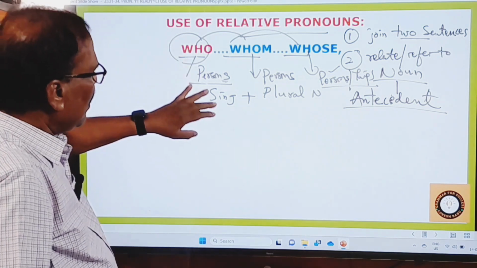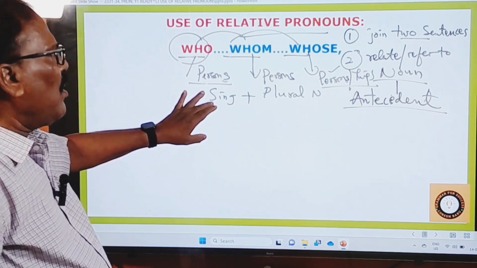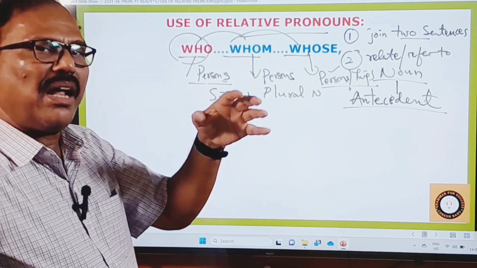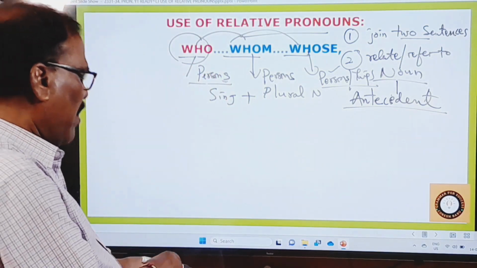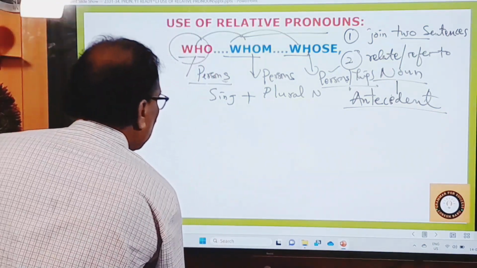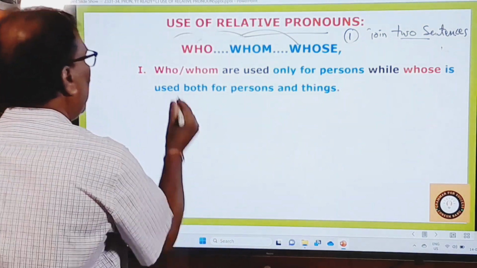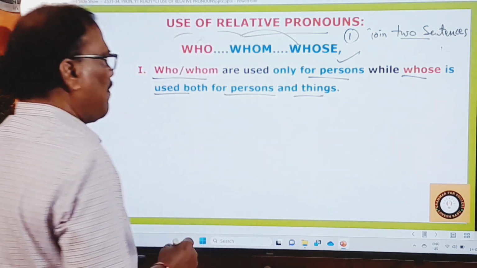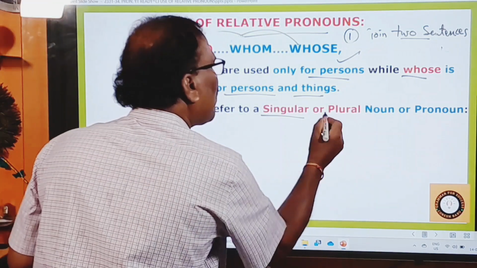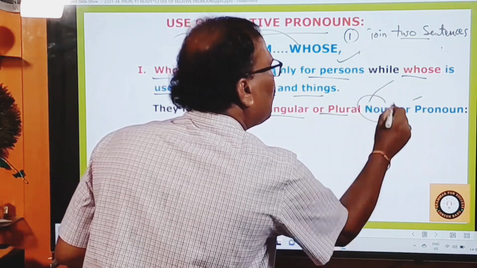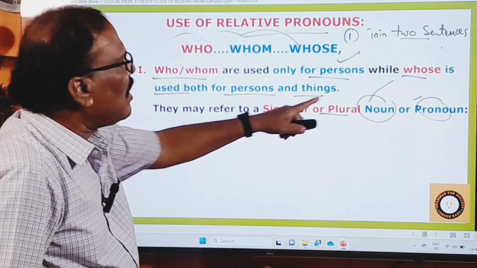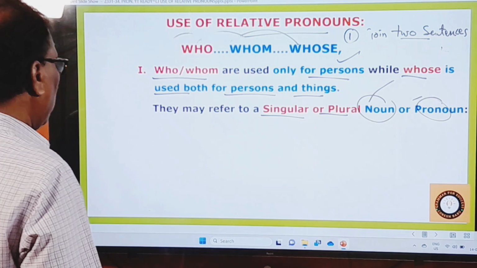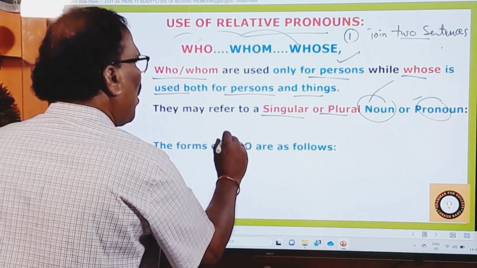Who is used for a singular noun or who is used for a plural noun. So who, whom and whose, all of them are used for a singular and plural noun or pronoun. The same things are explained here. Just you see that who, whom are used only for persons, while whose is used both for persons and things. One point is clear. They may refer to a singular noun or a plural noun, or a singular pronoun or a plural pronoun.